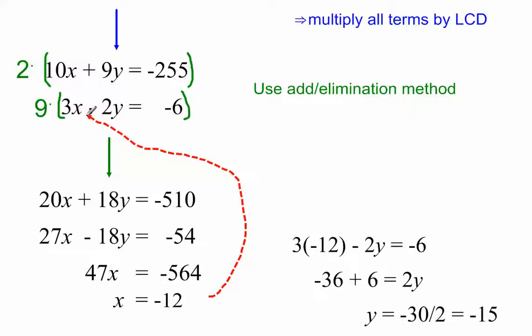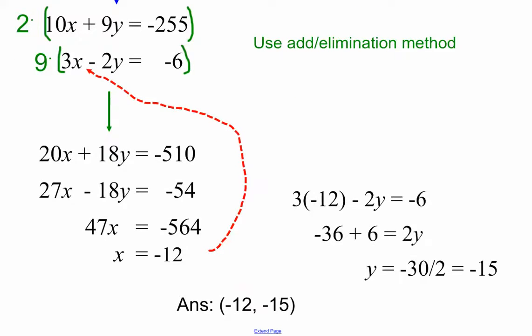Now we have to take that and plug that back in, and I don't go back to the fractions, I go back to this one here, the 3x minus 2y equals -6. Plug in my negative 12, and I should come up with y equals negative 15. So our answer is the ordered pair negative 12, negative 15.